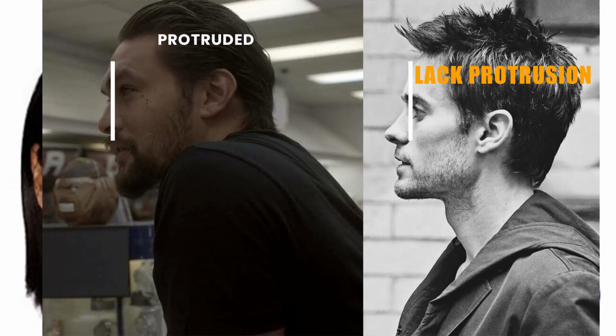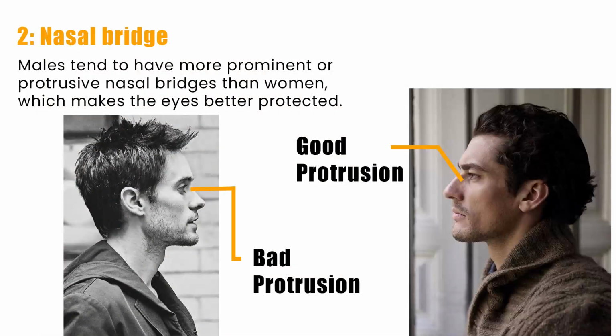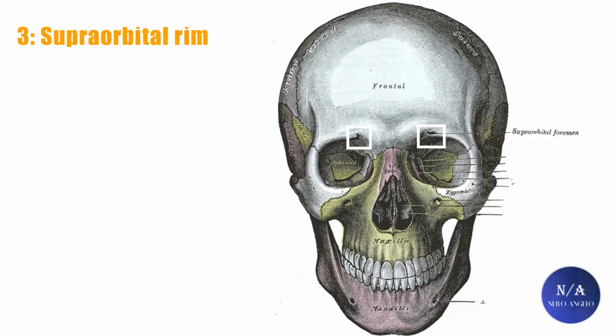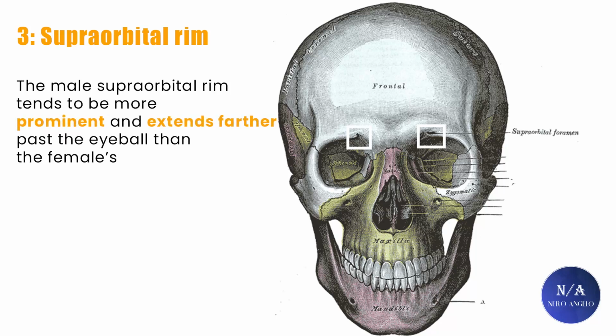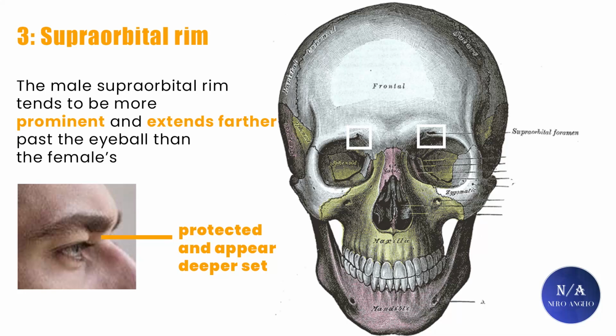This difference is most well known. The frontal sinus cavity behind the glabella enlarges as a result of testosterone, which makes the glabella more prominent relative to the eyes. This makes the eyes appear deeper set. Second, the nasal bridge. Males tend to have more prominent or protrusive nasal bridges than women, which makes the eyes appear better protected. Third, the supraorbital rim. The male supraorbital rim tends to be more prominent and extends farther past the eyeball than females. This again makes the eyes better protected and appear deeper set.